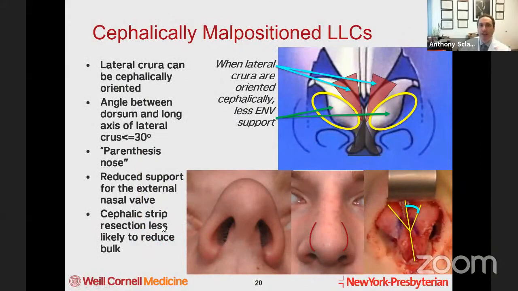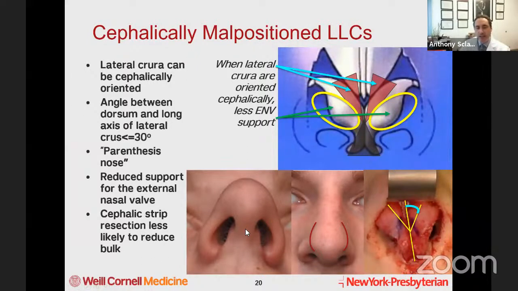I mentioned cephalically oriented lower lateral cartilages, and we'll talk about the nasal tip tripod in a minute. But you really want to see an angle between the midline and the long axis of your lateral crus of at least 30 degrees, if not more, okay? Because you want this lateral crus to be closer to the rim of your nostril. It doesn't have to be exactly at the rim. But you don't want it coming way up here and mostly overlapping your upper lateral cartilage, because what ends up happening is all this area here becomes unsupported if your lateral crura are up here.